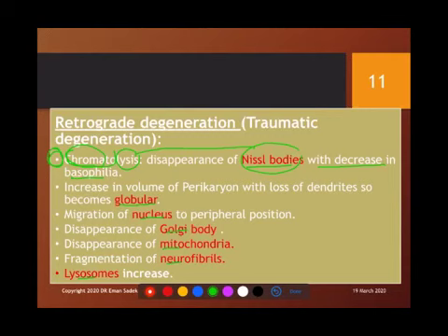Type. Second comment will be on the shape and size of the cell. What will happen? It will be swollen. And when it is swollen, it will lose the dendrites. Therefore, it will be globular. No dendrites arising from it. So it will be globular.